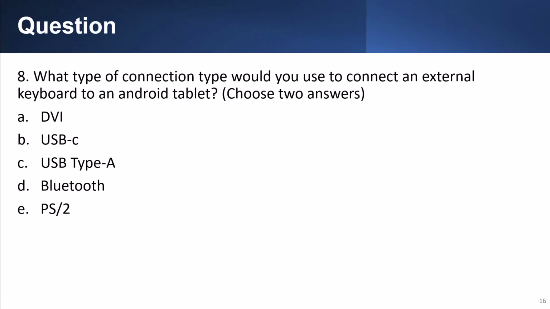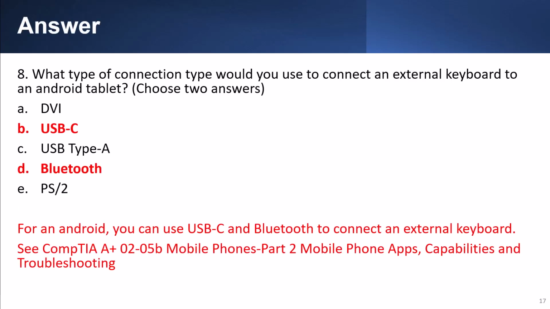Question 8. What type of connection type would you use to connect an external keyboard to an Android tablet? Choose 2 answers. Answer: USB-C and Bluetooth. For an Android, you can use the USB-C and the Bluetooth to connect an external keyboard.